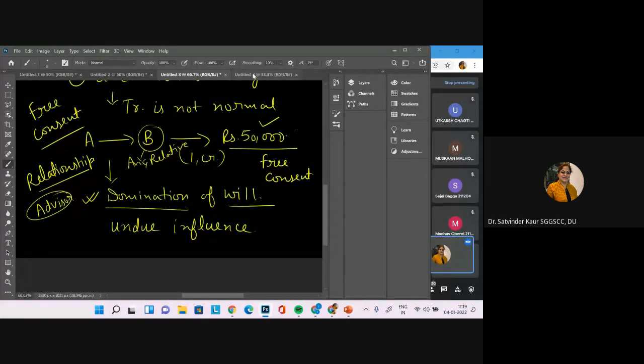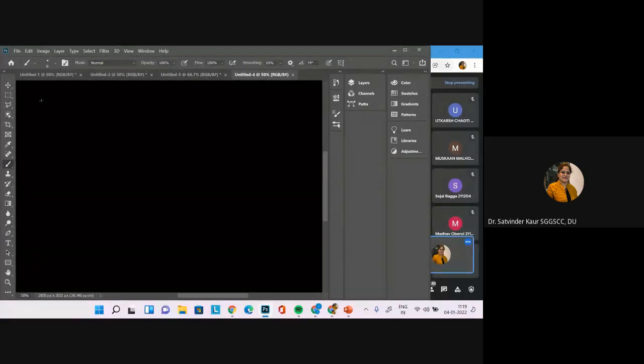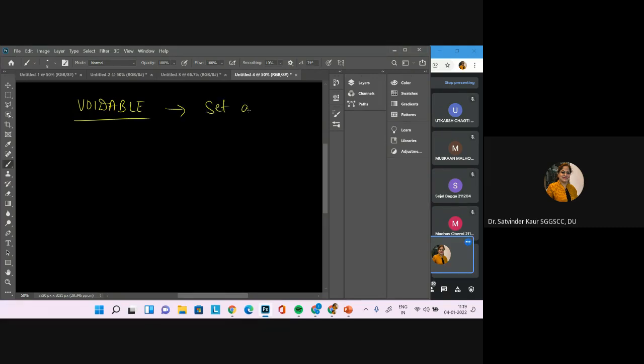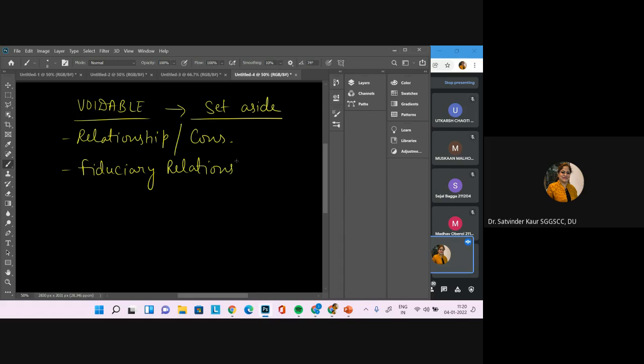Another situation can be that there is a fiduciary relationship. So हमें पता कैसे चलेगा? Because when we set aside the contract, we say that the contract is voidable at the option of the other party. So once we go to court of law and we select the option to set aside the contract, we see what is the relationship between the parties and what was the amount of consideration in the particular contract. So if there is a fiduciary relationship and the other person wants to set aside the contract, we can presume that in the fiduciary relationship there were likely chances that the other person might have dominated the will of the other.